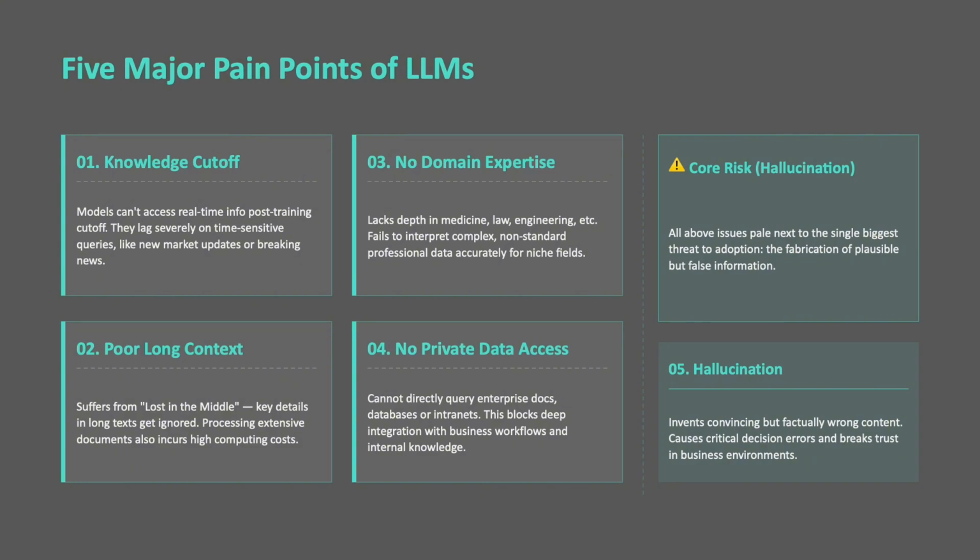That's our fifth pain point. LLMs will confidently make up facts that sound totally reasonable, but are completely fake. In business scenarios, this leads to wrong, high-stakes decisions and destroys user trust in AI tools entirely. That's the biggest reason teams can't roll out raw LLMs to production.